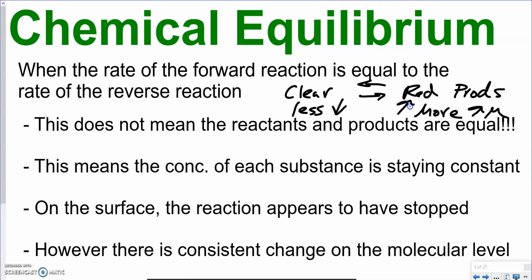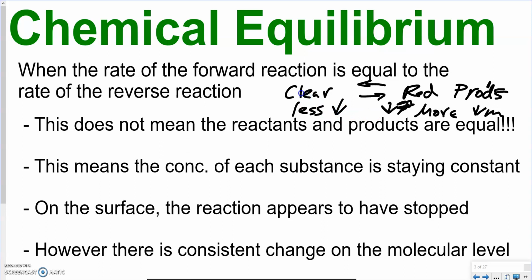As products are being used, their concentration is going to decrease. This concentration is going to decrease. Well, as it decreases, what happens to the amount of collisions? They decrease as well. Therefore, the amount of products being able to turn into reactants is decreasing, meaning the rate of the reverse reaction is going to slow down, okay?